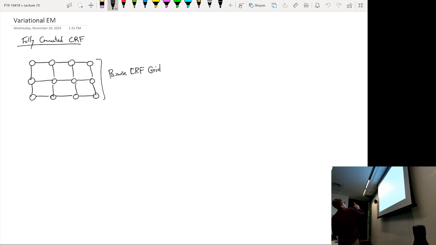And a fully connected CRF is going to be one where we start to add a whole bunch of edges here. So for this node in the upper left corner, we're going to add a diagonal edge. And then we're going to add another edge over here, over there, here, here, here. And we're going to have edges like that for every single node in this graph.